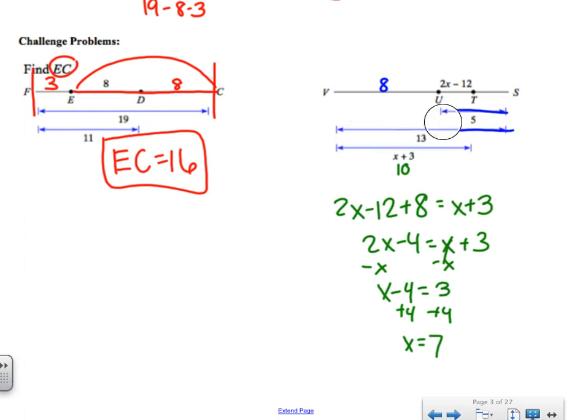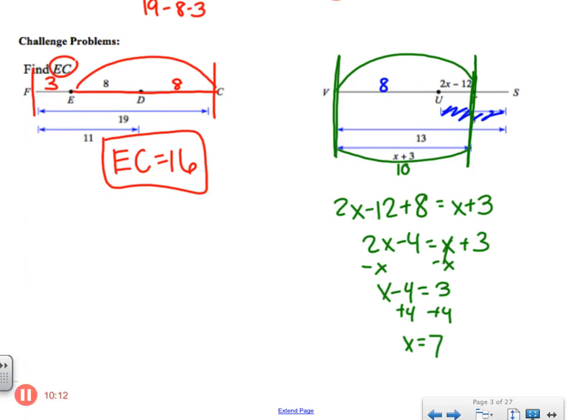Okay. So then I kind of ignored 5. I didn't really need it from then on out. I noticed that this piece and this piece were the same. So from V to T, that was the same as the x plus 3. And so I said, well, that means that all of this should equal the x plus 3. So I said 2x minus 12 plus 8 should have equaled that x plus 3. And I solved it to get 7.